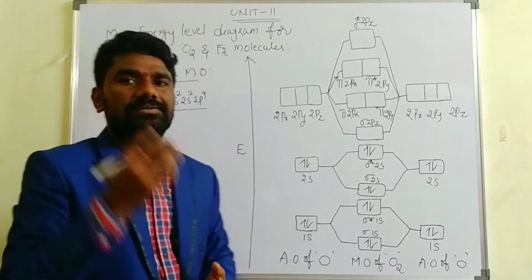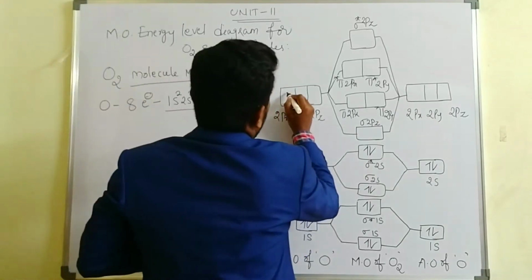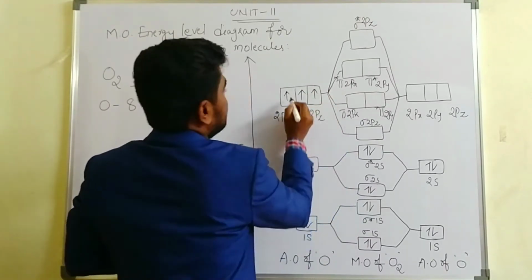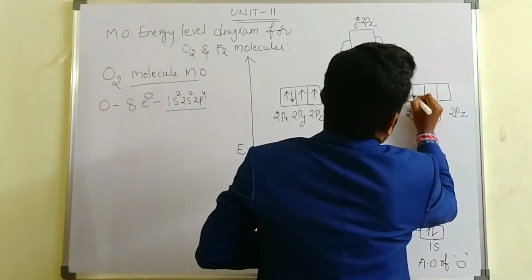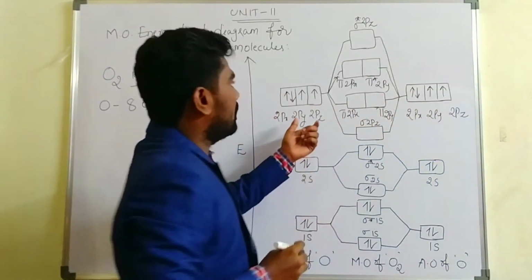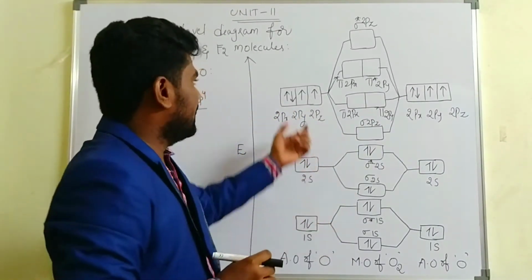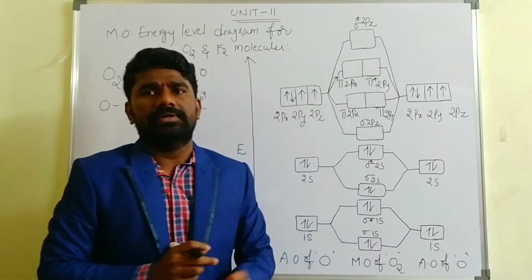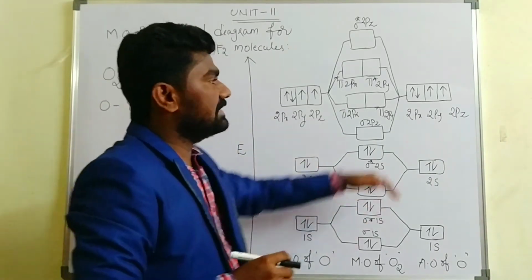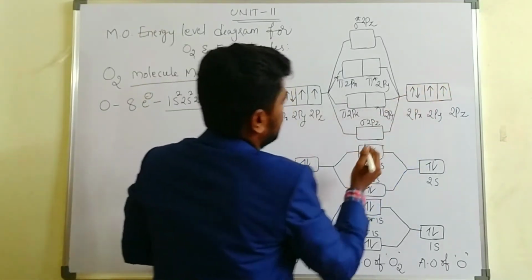In the 2p orbital, how many electrons do we have? 4 electrons are present, isn't it? Yes, 4 electrons from each oxygen atom. 4 plus 4, we have a total of 8 electrons. So these 8 electrons we need to fill in the molecular orbitals, based on the 3 rules, isn't it?